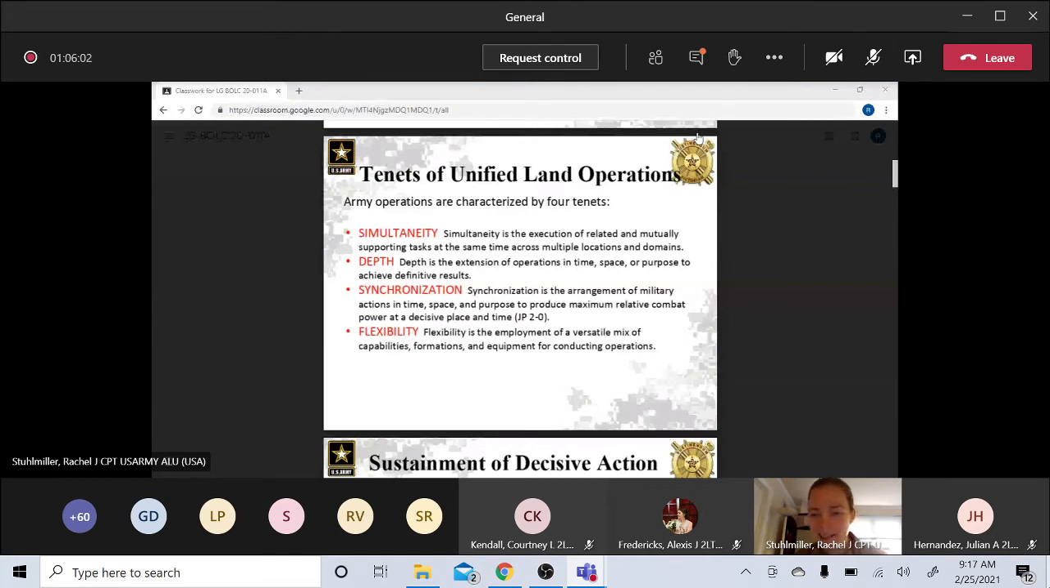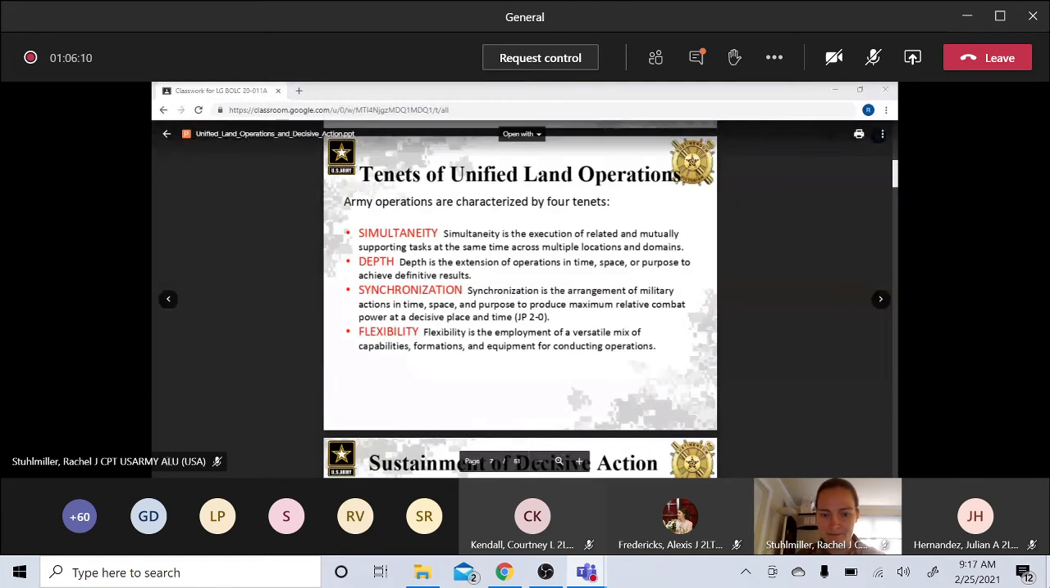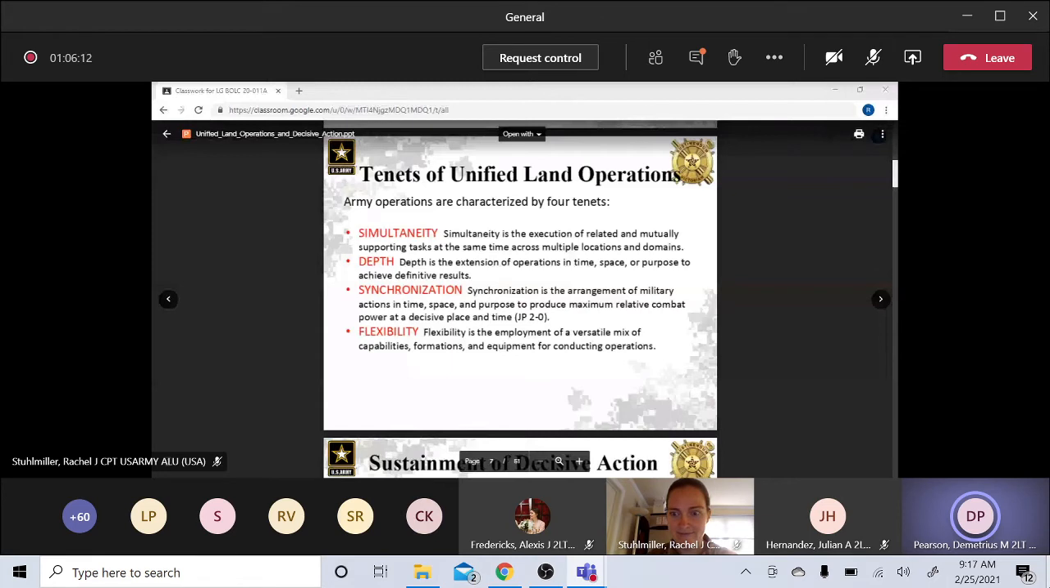Lieutenant Pearson, tell me about simultaneity. Yes, ma'am. I guess when I think of simultaneity, it kind of goes along with combined maneuver. So, supporting tasks at the same time across multiple locations and domains.